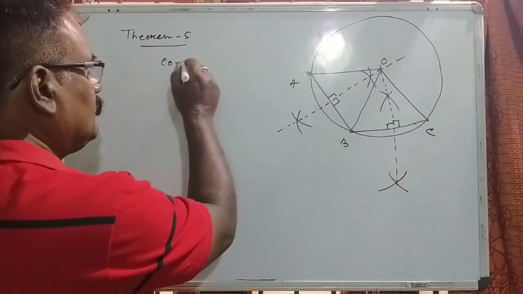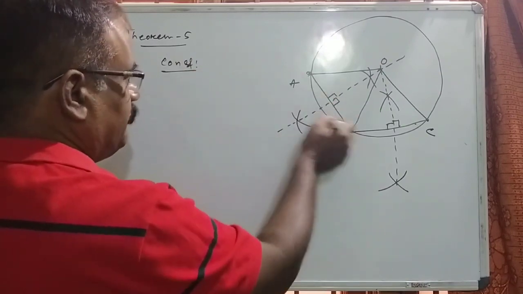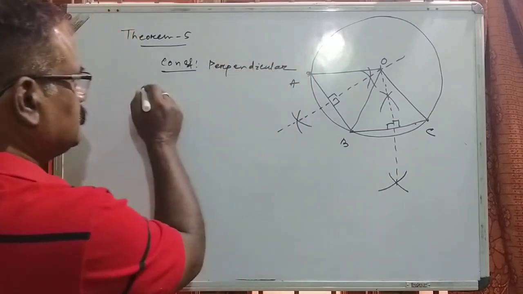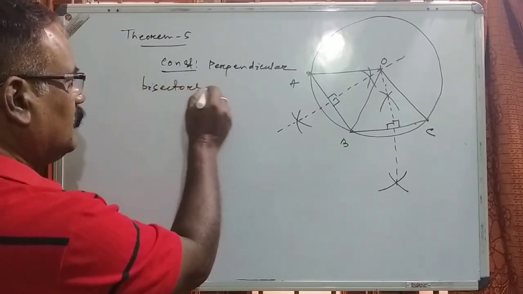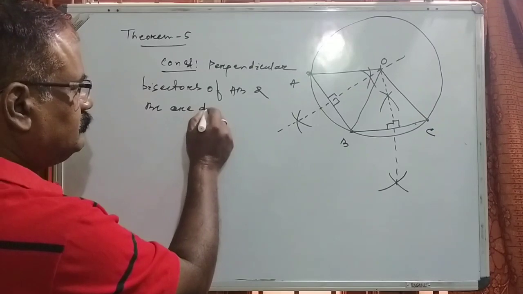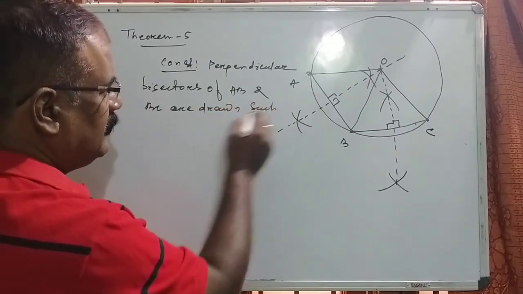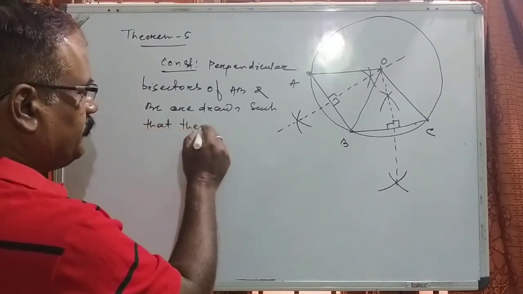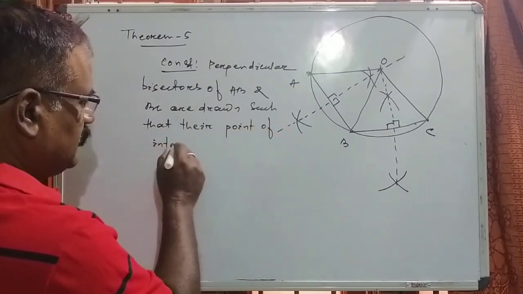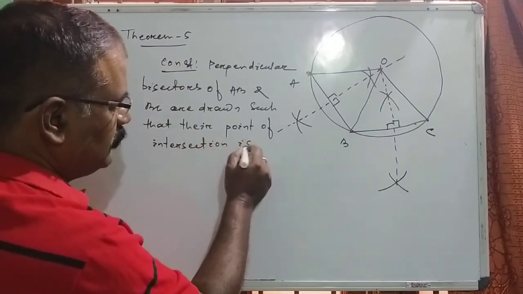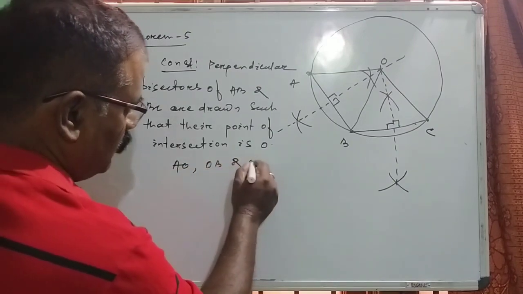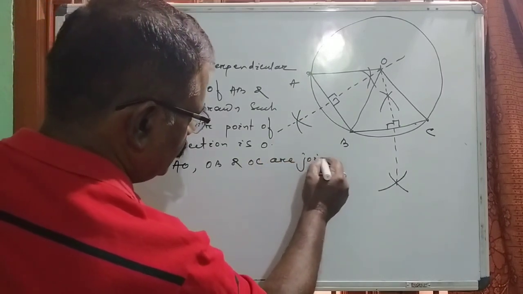By construction, the perpendicular bisectors of AB and BC are drawn such that their point of intersection is O. Now join AO, OB and OC. So this is the construction.